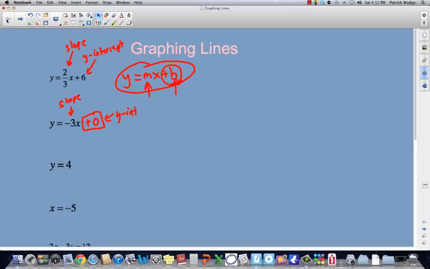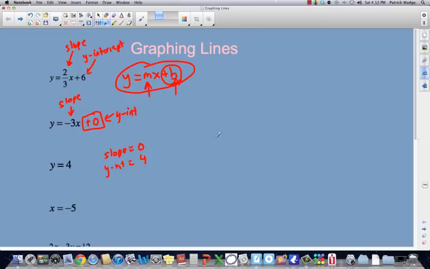y equals 4. Believe it or not, this is in slope-intercept form. So the slope's always right in front of the x. We have no x here. So what does that mean the slope is? That means that the slope is 0. And the constant is the y-intercept. So in this case, the y-intercept equals 4.